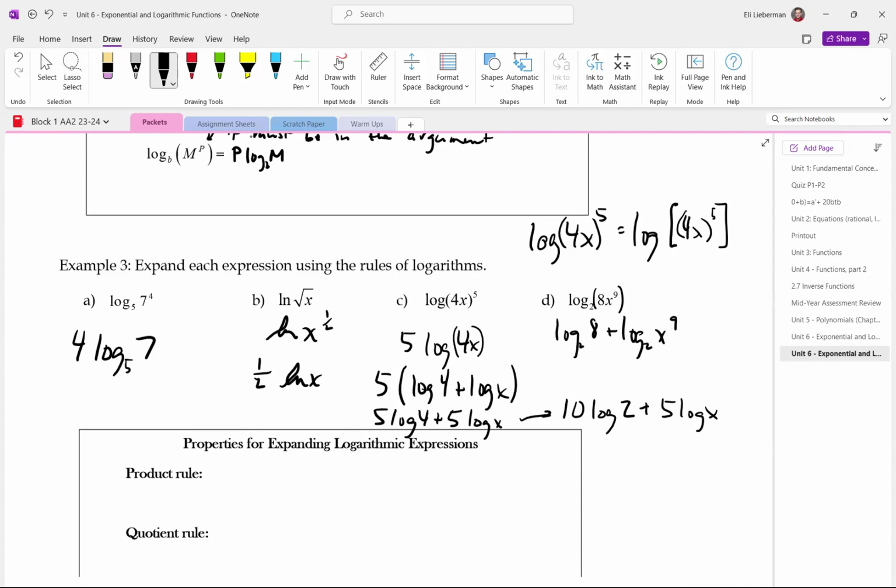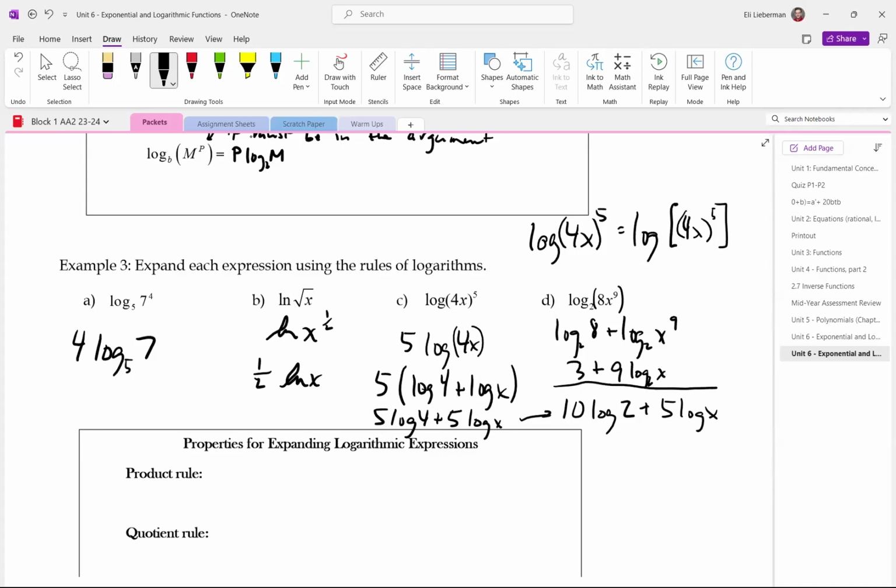So I've used the product rule of logarithms, right? The m times n separated into a sum. Log base 2 of 8 though is 3, and we write that as 3. And what can I do with this next one? Make this 9 times log base 2 of x. That is fully expanded. You'll be getting lots of practice tonight. Don't you worry about it.